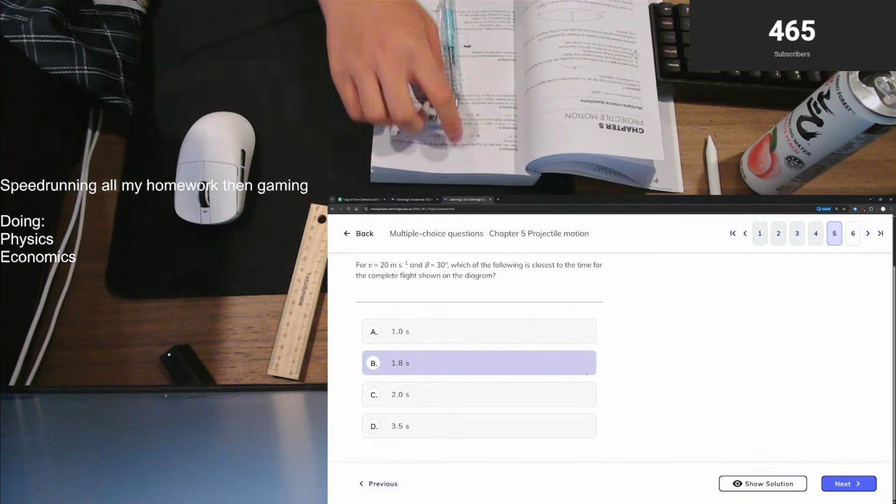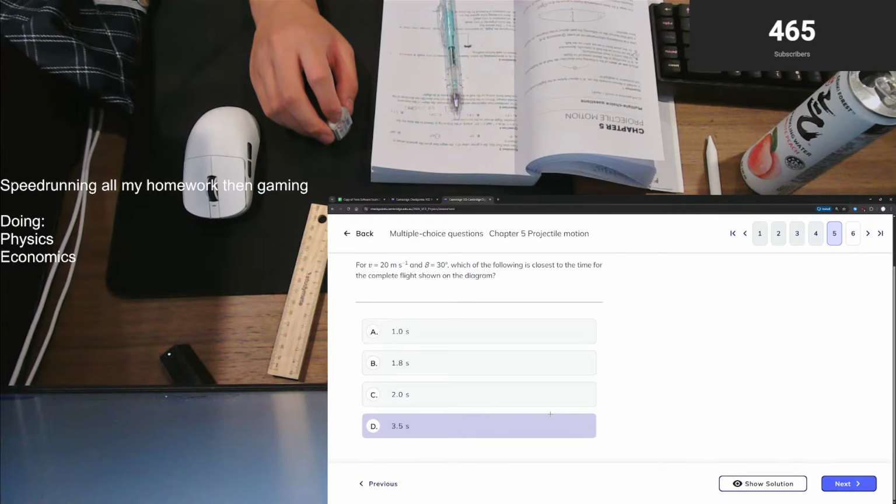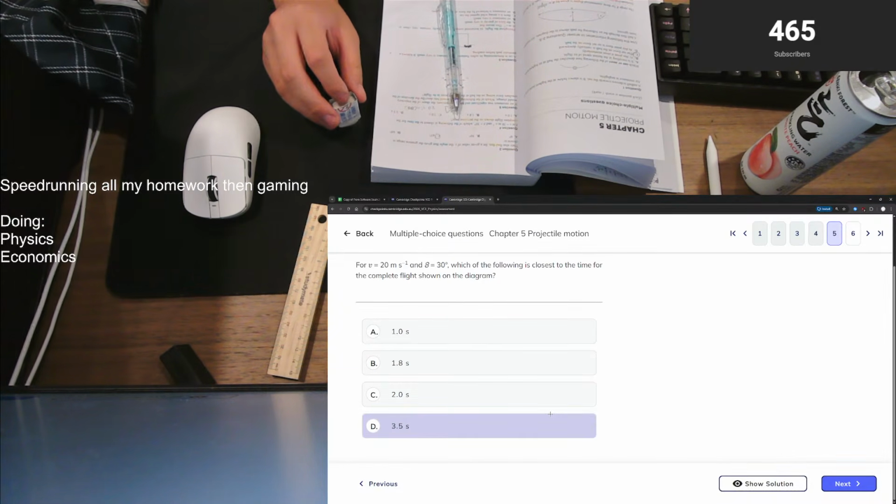What is theta equals 30 degrees meant to mean? Bro, what does it even mean? Do they mean theta and it's a typo? Like, what is that, bro?